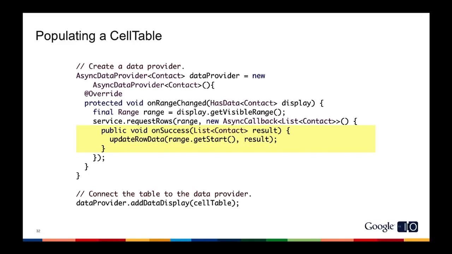In addition to async data provider, we also provide list data provider, which is even simpler. You don't have to implement anything. It is a data provider backed by a Java util.List, and any modifications you make to the list are reflected in the table.